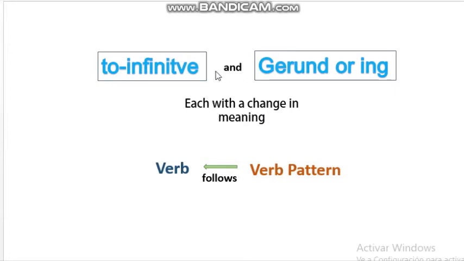In English, a small group of verbs can be followed by both. It could be followed by two infinitive or by a gerund, or ing. You know that the gerund is the progressive form that has ing. It could be one of those, as I said before, with a change in meaning in some cases.